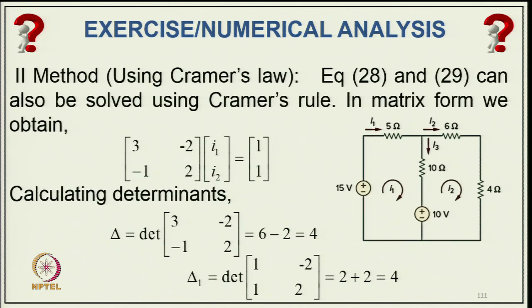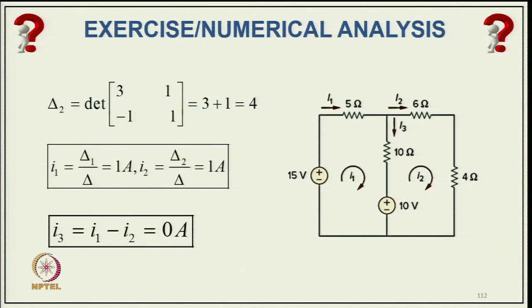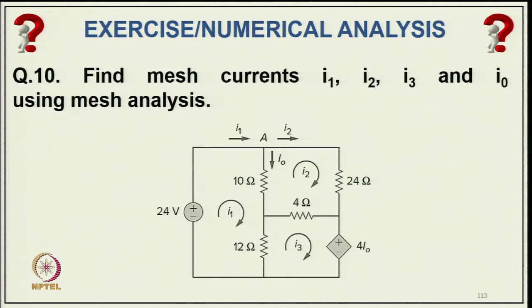Another method for mesh analysis is using Cramer's rule. The equations can be solved by Cramer's rule in matrix form. From the two equations we get the matrix 3, minus 2, minus 1, 2, times I1, I2, equal to 1, 1. Calculating the denominator delta with its elements gives 4, and delta 1 equal to again 4, and similarly delta 2. You can find I1 equal to delta 1 upon delta and I2 equal to delta 2 upon delta, that is 1 and 1, and I3 again 0. So, both methods can be applied, and the network is small and simple.